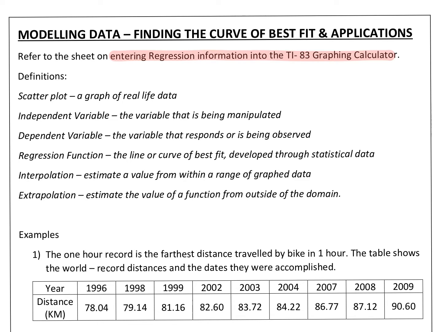Okay, so just a couple of definitions. A scatter plot is when you graph real life data and it doesn't necessarily fall perfectly in a line, but we know that the general trend is linear, so we can create an equation to suit that. Remember that we have independent and dependent variables. Independent is the one that's being manipulated, dependent is the one that responds. We have a regression function, so that's the line or curve of best fit developed through statistical data.